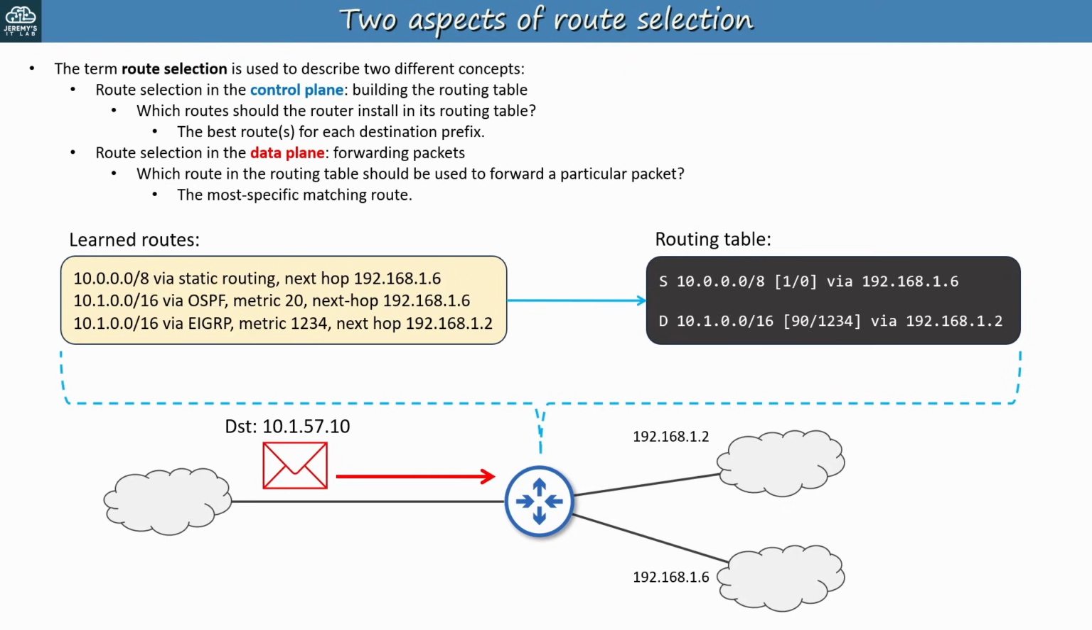Let's say a packet arrives on one of this router's interfaces, destined for 10.1.57.10. It matches both of these routes in the routing table. The IP is included in both the 10/8 prefix and the 10.1/16 prefix. So the router selects the most specific route, the matching route with the longest prefix, and forwards the packet along that route. And that's route selection in the data plane.